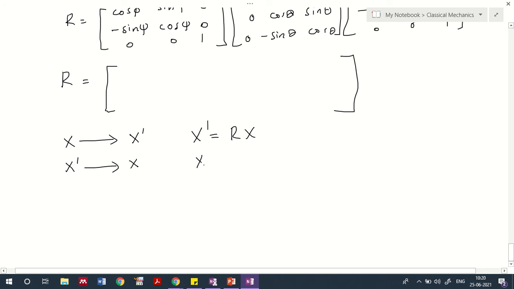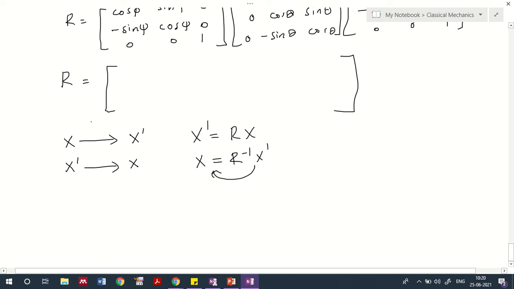Similarly, x can be identified from a primed matrix as well by taking R inverse of x dash. If you take R inverse x dash, you can transform a primed matrix into an unprimed matrix. So this is how you can do these things. The first one we have done is unprimed matrix into primed matrix.